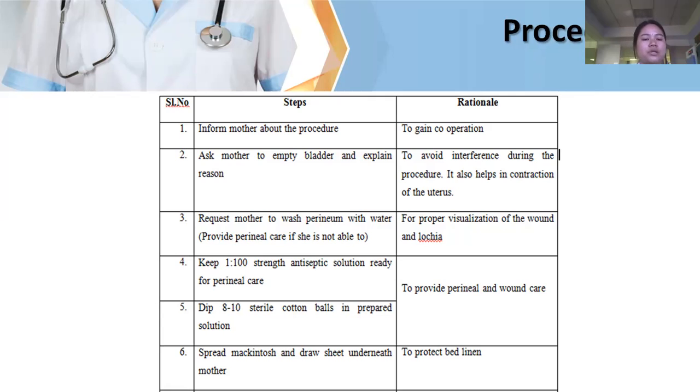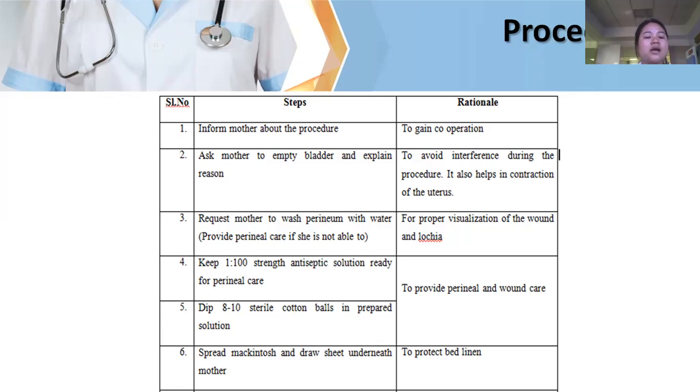The next procedure is to request the mother to wash the perineum with water in case she is able to. If she is not able to, we have to provide the perineal care. The purpose of this is for proper visualization of the wound and also the lochia.